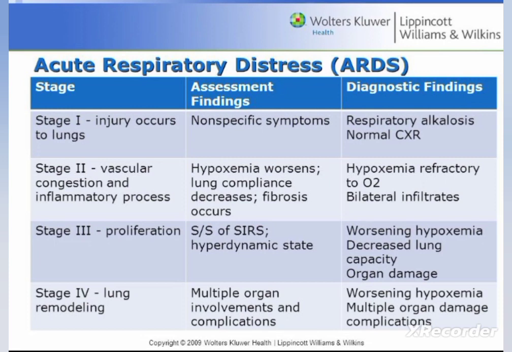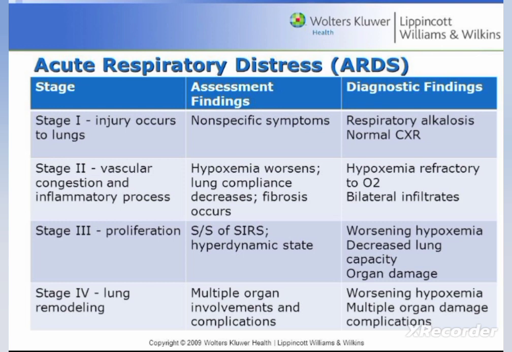Stages of acute respiratory distress syndrome. So in ARDS, the stages are divided into 4, that is stage 1, stage 2, stage 3 and stage 4. Same like exudative, proliferative and fibrotic phase, in stage 1, injury occurs to the lungs. So there will not be any signs and symptoms. The person will be asymptomatic. And when you are assessing, you can see respiratory alkalosis and normal chest X-ray findings.